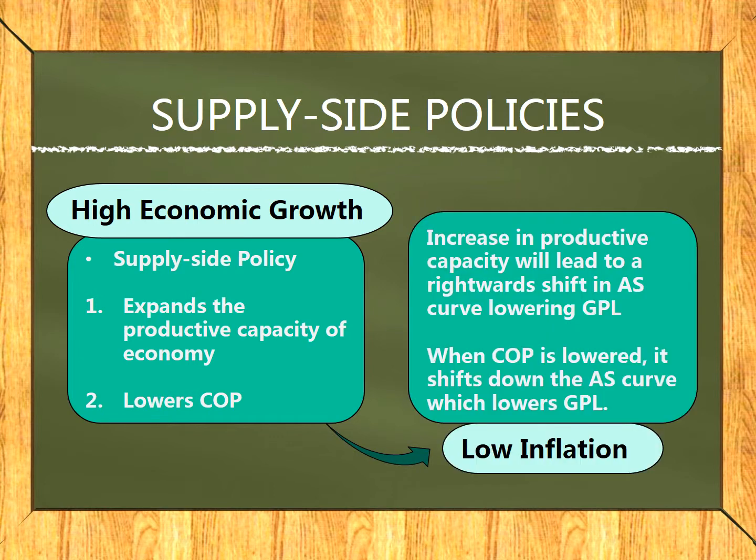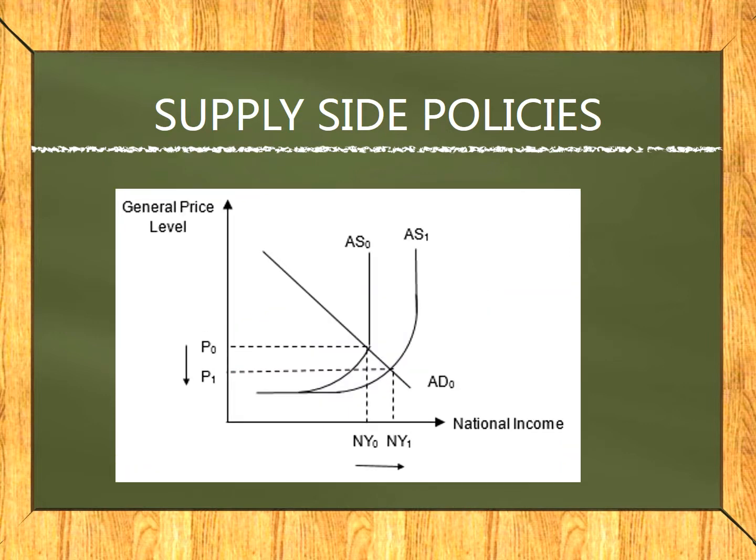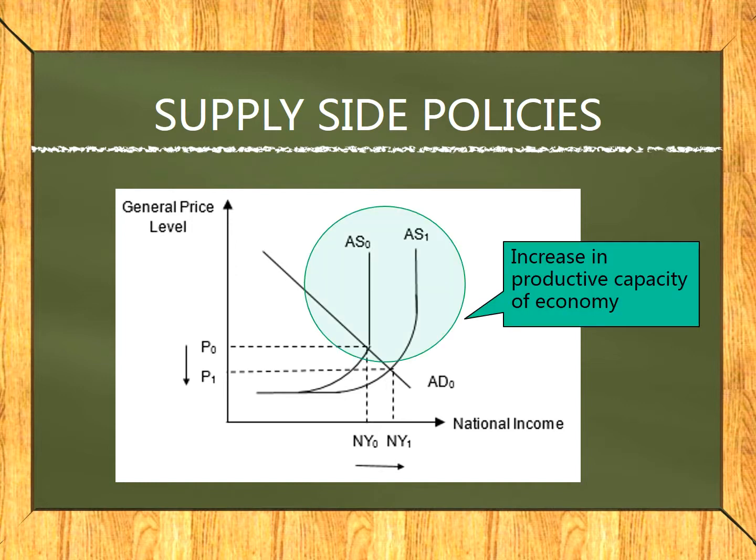This would mean a lower inflation rate overall, as an increase in productive capacity will lead to a rightward shift in the aggregate supply curve, lowering general price level. In addition, when cost of production is lowered, it will also shift down the aggregate supply curve, which once again lowers general price level. A fall in cost of production will be reflected with a downward shift of the aggregate supply curve from AS0 to AS1. On the other hand, an increase in productive capacity of the economy will be reflected by a rightward shift in the AS curve from AS0 to AS1.